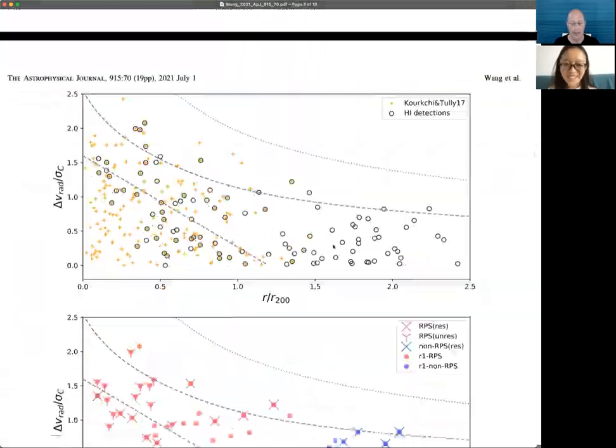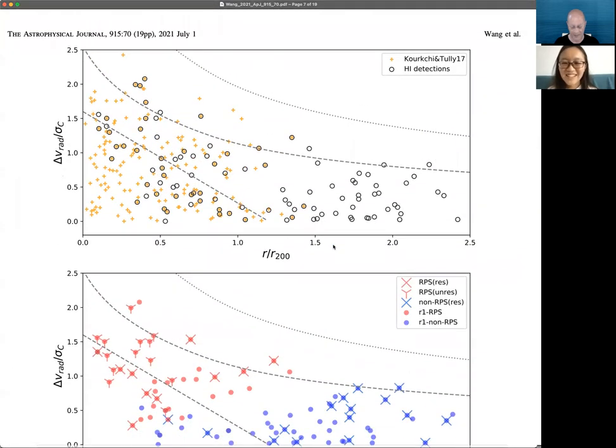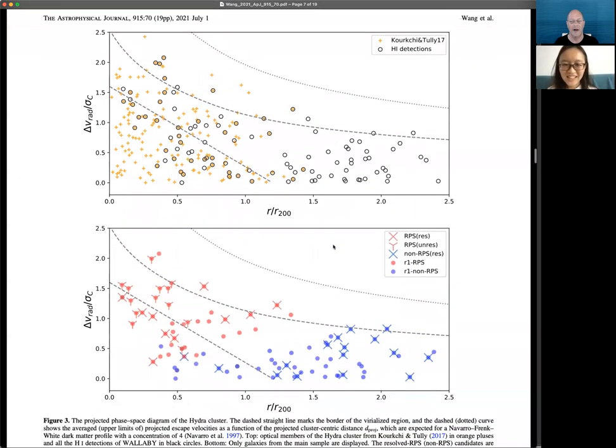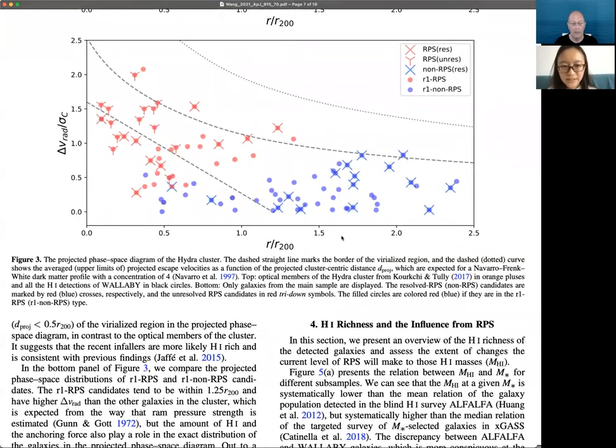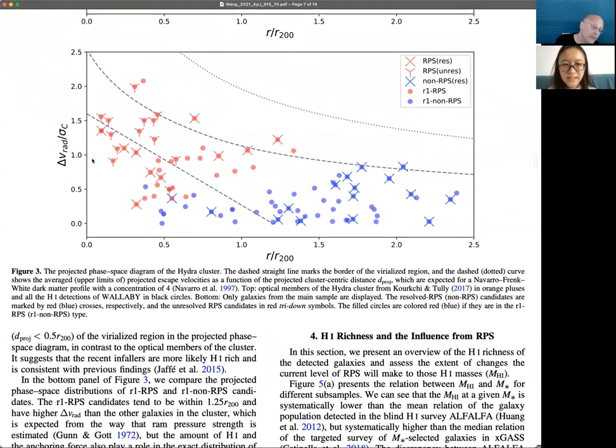And then now we can go to figure 3, which is a phase-space diagram of the cluster. We will only focus on the bottom panel. The phase-space diagram is the offset of radial velocity with respect to the cluster center, normalized by the velocity dispersion of the cluster, as a function of radius, the projected distance of galaxies to the cluster center, normalized by the R200, that is the virial radius.